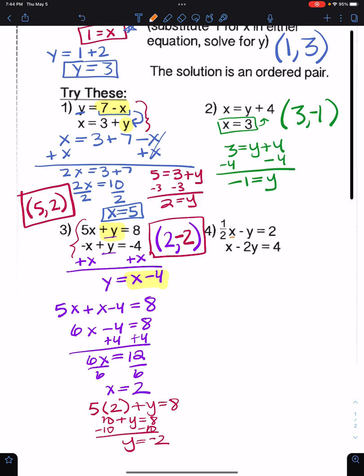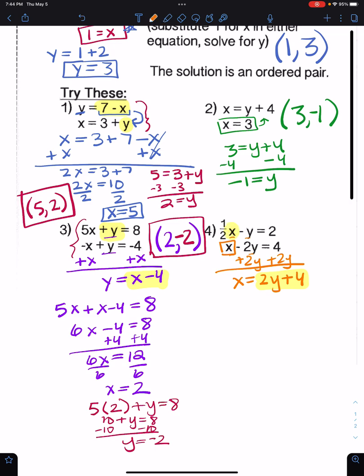I'm going to take this. If you look at the x, the y, the x, the y, only one of those 4 is already by itself, this one right here. So I'm definitely going to solve for that x. I'll do that by adding 2y to both sides. Then I get x equals 2y plus 4. Then I'm going to take that 2y plus 4 and replace the x with it.